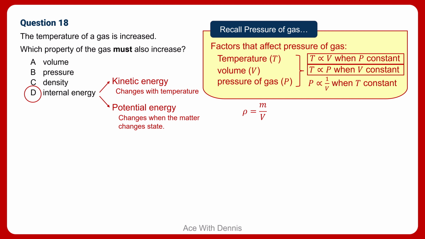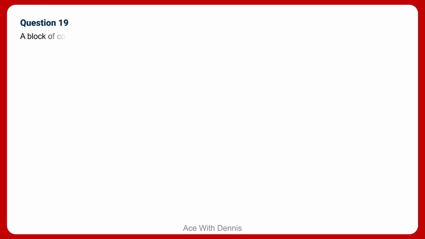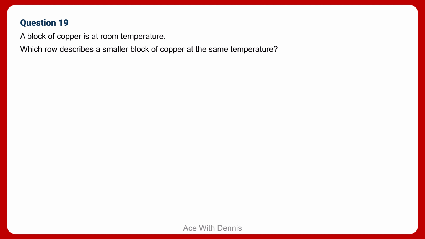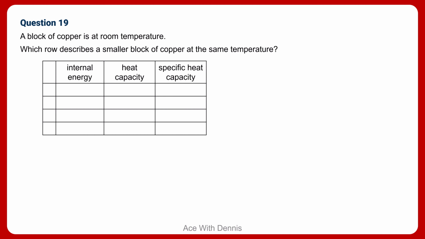Question 19. A block of copper is at room temperature. Which row describes a smaller block of copper at the same temperature? Here are the choices. A. Internal energy is less, heat capacity is less, and specific heat capacity is the same. B. Internal energy is less, heat capacity is the same, and specific heat capacity is less. C. Internal energy is the same, heat capacity is less, and specific heat capacity is the same. D. Internal energy is the same, heat capacity is the same, and specific heat capacity is the same as well.